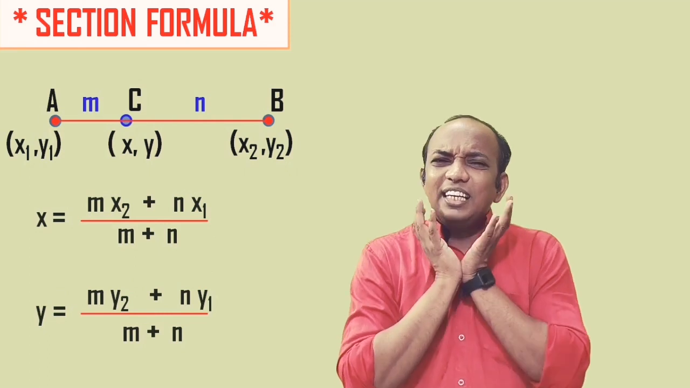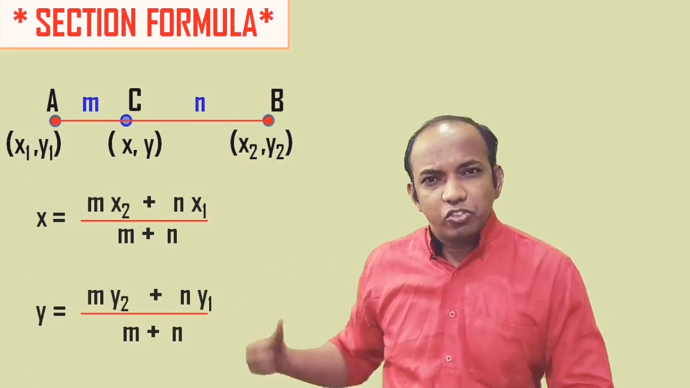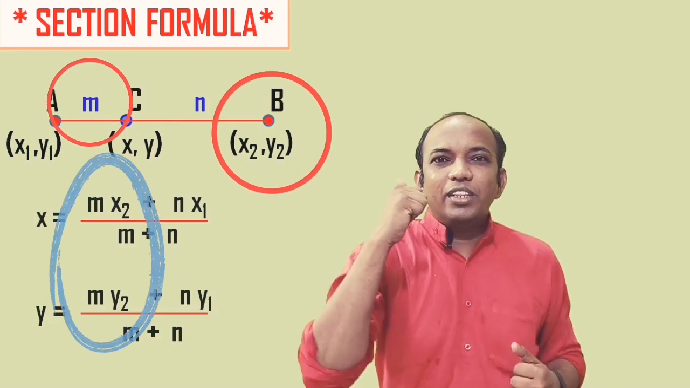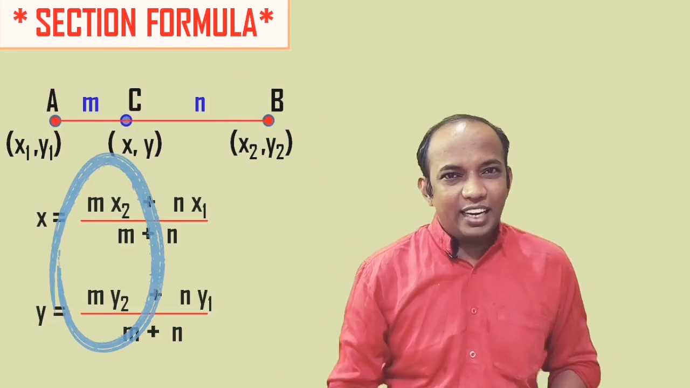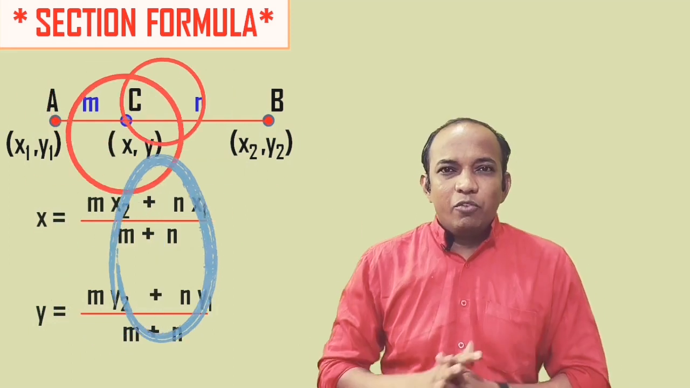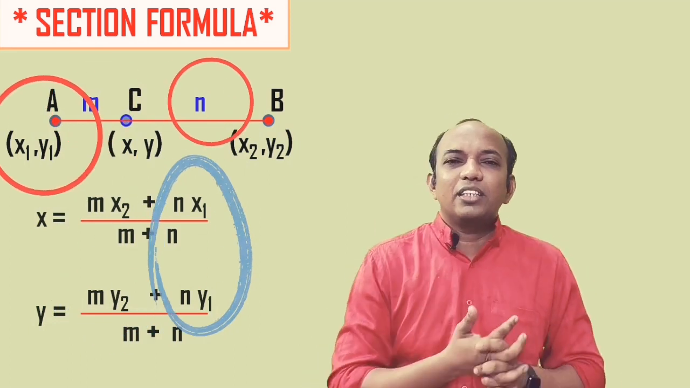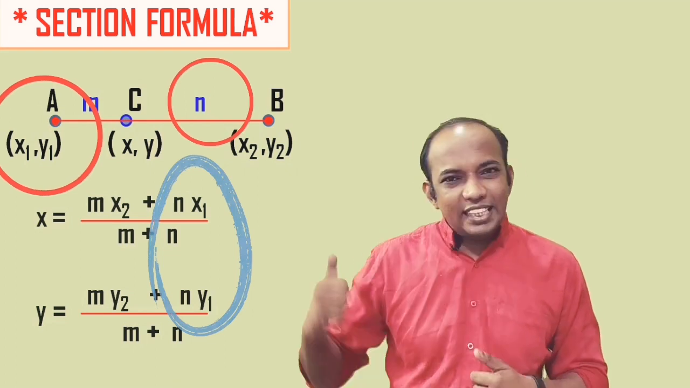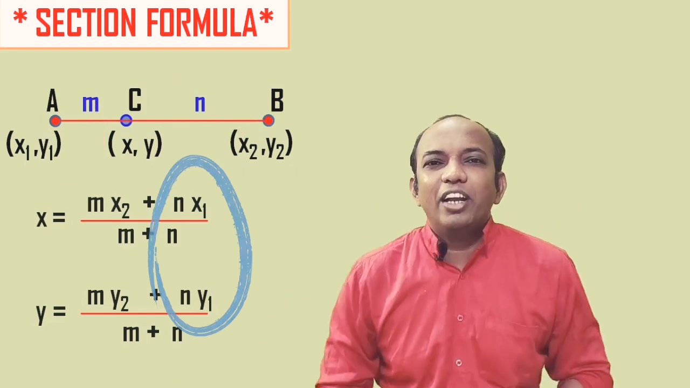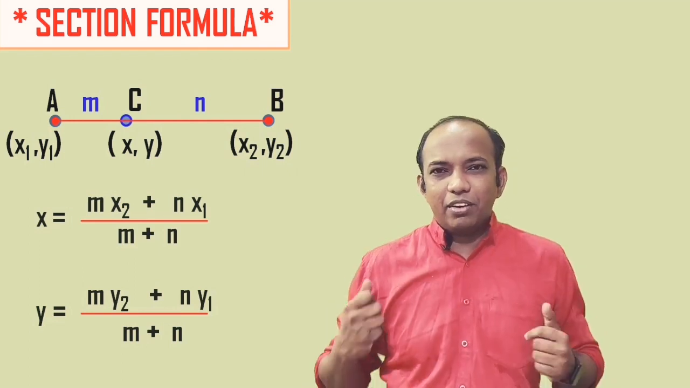Now what are the things to be observed in this formula? The value of m is always there with the coordinates of B, that is x2 and y2, and the value of n will always be in the multiplication with the coordinates of A, that is x1 and y1. Don't forget that part. If you exchange the values, then of course your answer won't be correct, right?